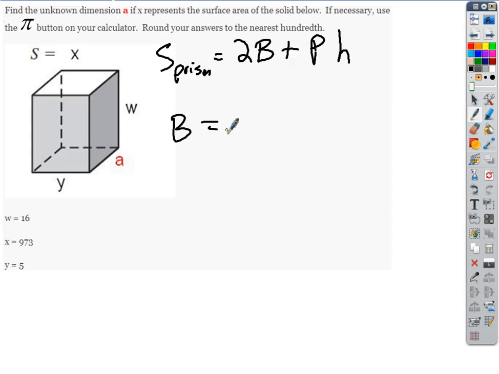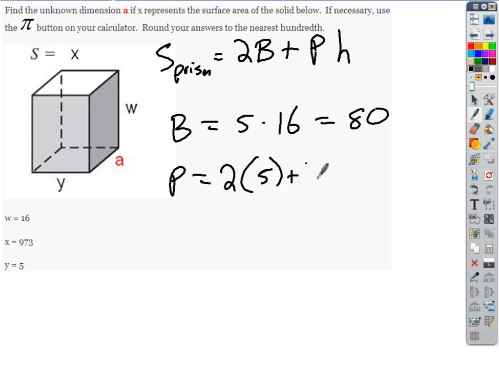And then the perimeter, how do we do the perimeter of the base? It's going to be, well, not A, right? It's going to be y plus w plus y plus w. So 2 y's and 2 w's, the distance around the base. You'd have two heights and 2 widths. So 2 times 5 plus 2 times 16, so that's 10 plus 32. 42 is the perimeter. Okay, so we got everything we need.